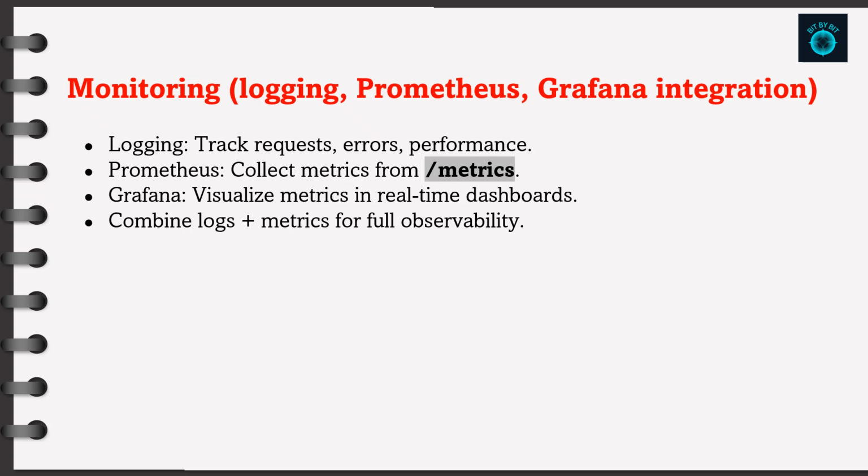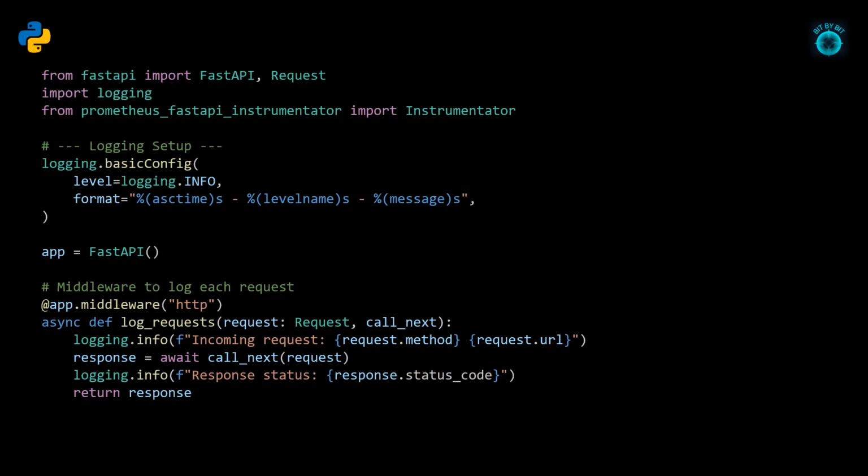Grafana is the visualization layer. It connects to Prometheus and creates live dashboards that show the health and performance of your FastAPI service. When combined, logging gives detailed stories of what happened, while Prometheus and Grafana provide trends and statistics. This complete setup helps teams detect, analyze, and fix problems quickly. Let's carefully break down the monitoring code.